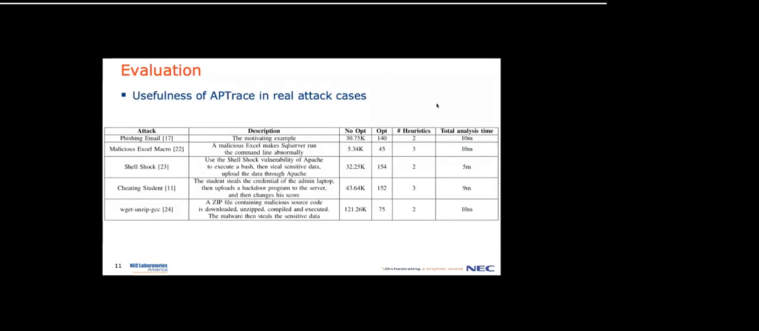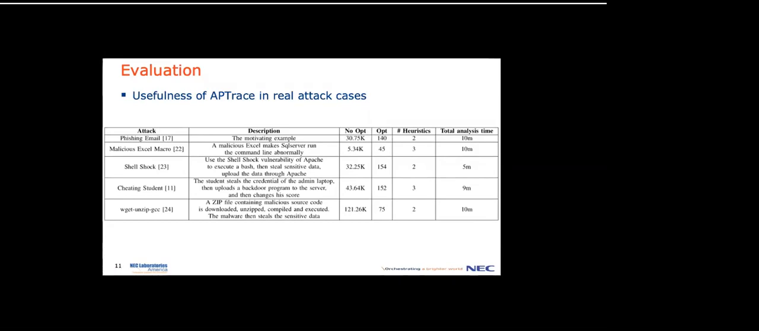The next metric is to measure the usefulness of APTrace in real-world attack cases. Here we use 5 real-world attack cases to evaluate APTrace. So here are the results. You can see from the table, the third and fourth columns show the size of the dependency graph. No optimization is the baseline, and optimization means our solution. You can see the size of the dependency graph is significantly reduced.